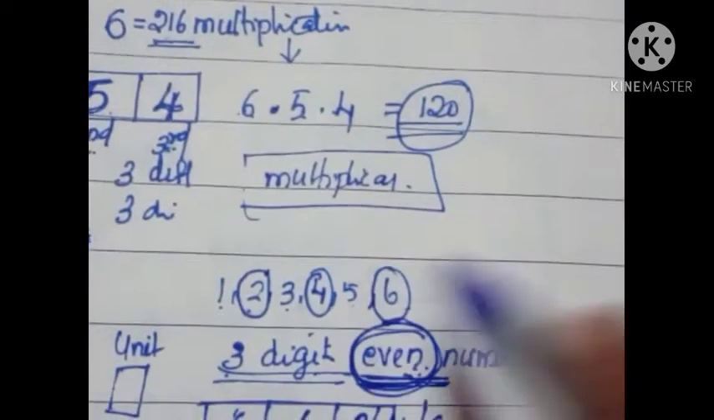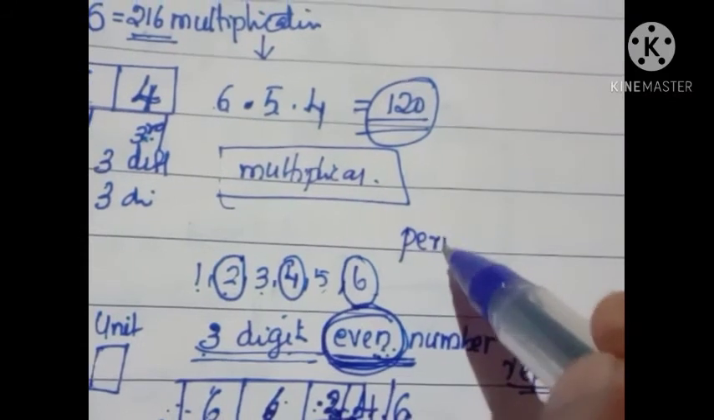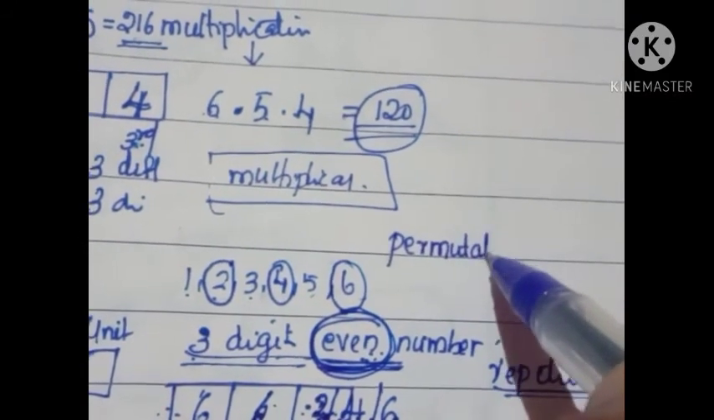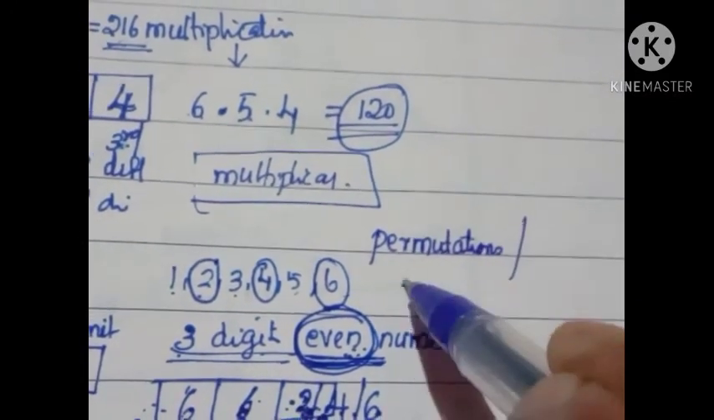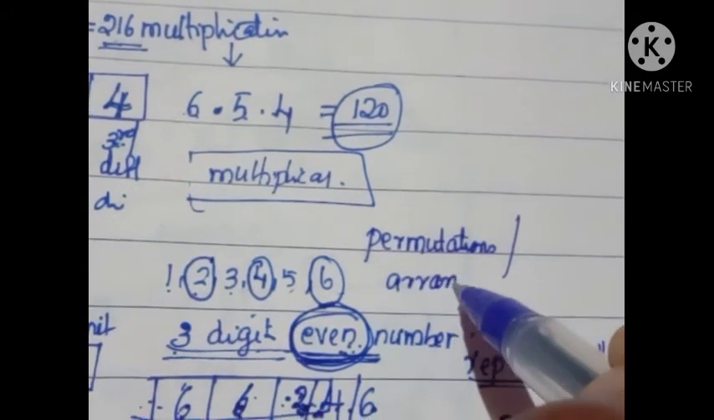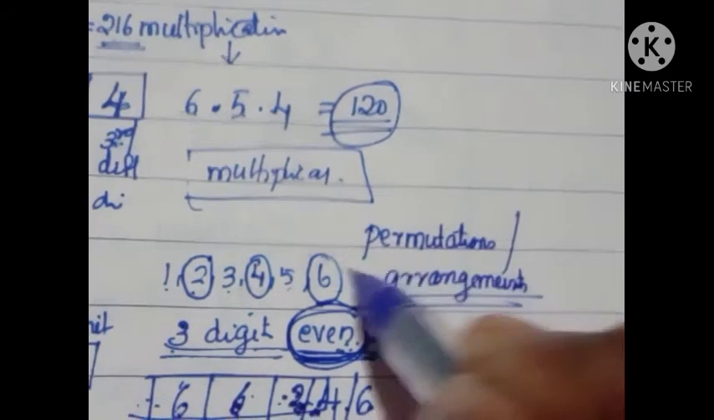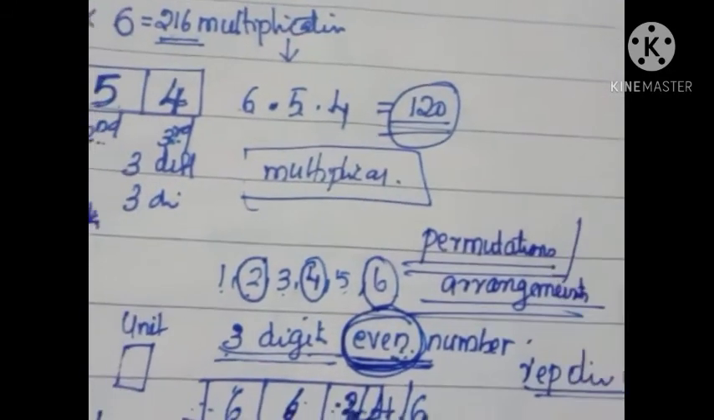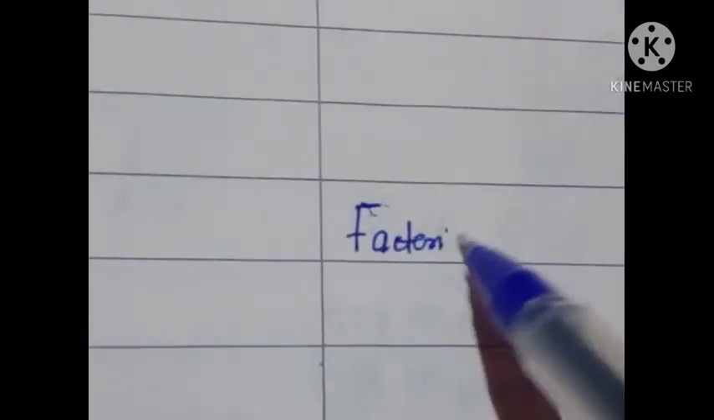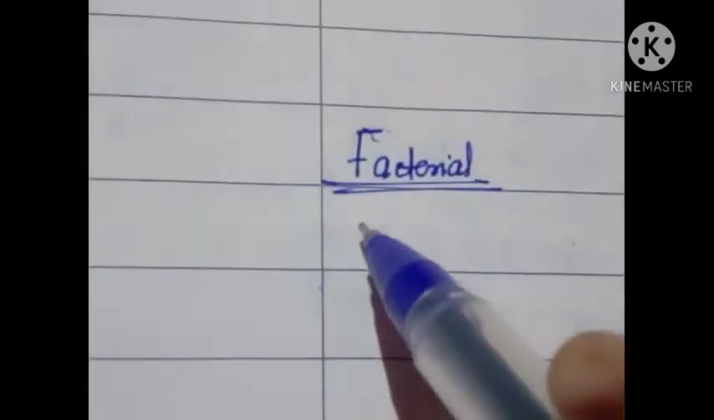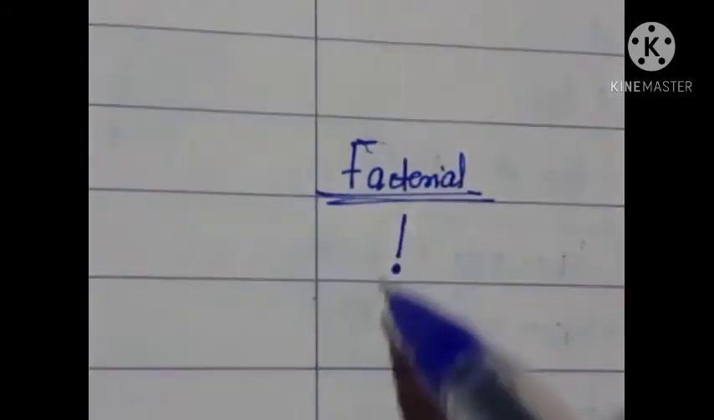This is the basic concept of permutations. So I am repeating, permutations means arrangements keeping some order. Now see a notation, namely factorial. Factorial notation is this one.